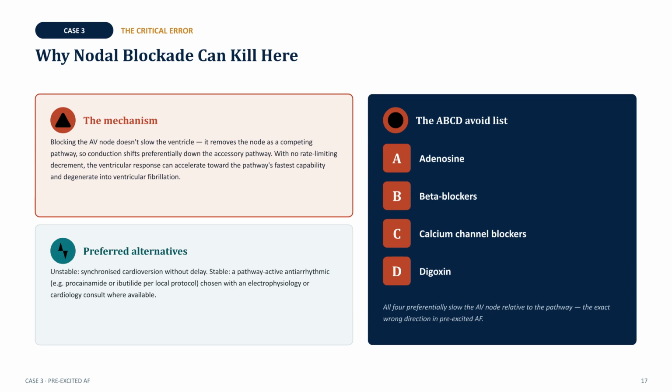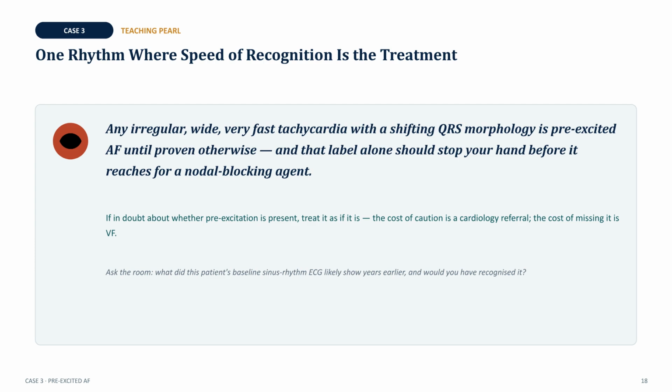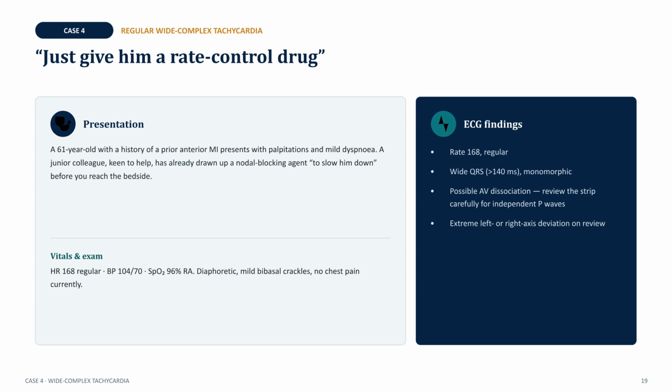These drugs block the AV node, leaving the accessory pathway as the sole, unhindered route for conduction, which can trigger ventricular fibrillation. Speed is the treatment. If this rhythm is identified, you must act immediately to avoid fatal outcomes. If you suspect pre-excited AF, treat it as such. A cardiology consult is far safer than incorrectly administering a nodal blocking agent.